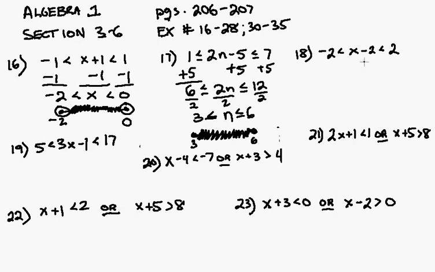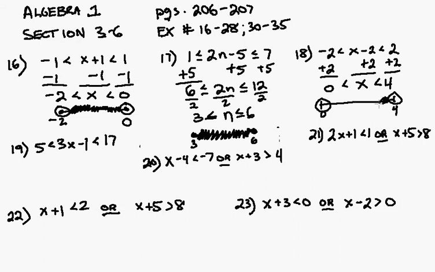Number 18. Here I'm going to add 2 to all sides of the inequality. So this is just x. X is less than 4 and greater than 0. So here's our number line. Here is 4. Here is 0. And these are not equal to, so we have open circles at both 0 and 4 and all the points in between.